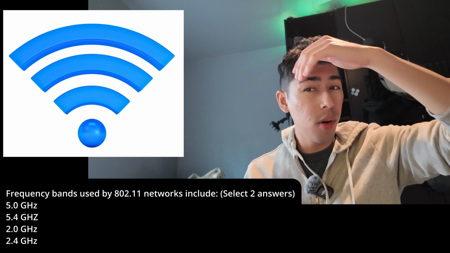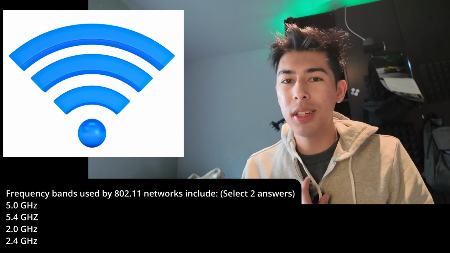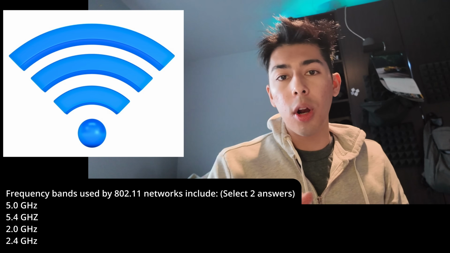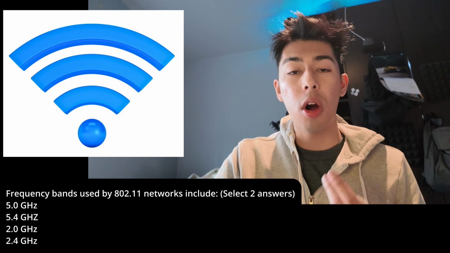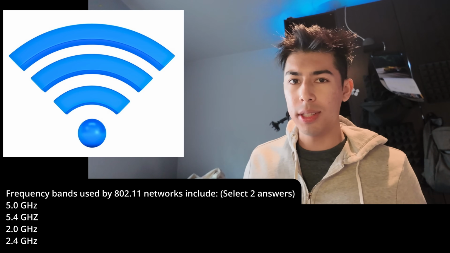So have you ever heard of 2 gigahertz or 5.4 gigahertz? The answer should be no. The Wi-Fi frequencies are going to be 2.4 gigahertz and 5 gigahertz. Those are our answers. Now, let's talk about what 2.4 gigahertz is.